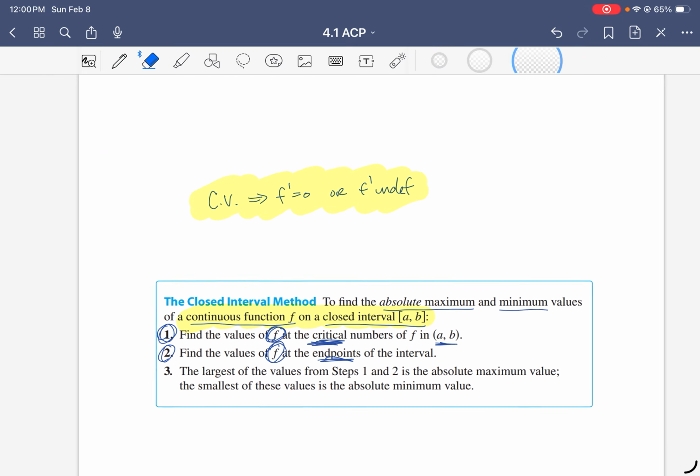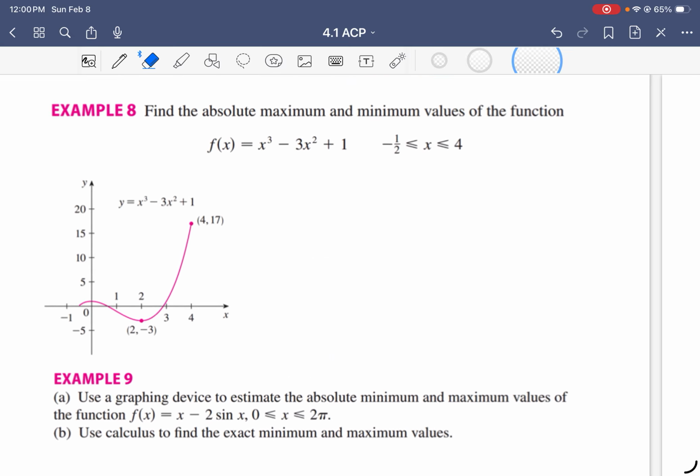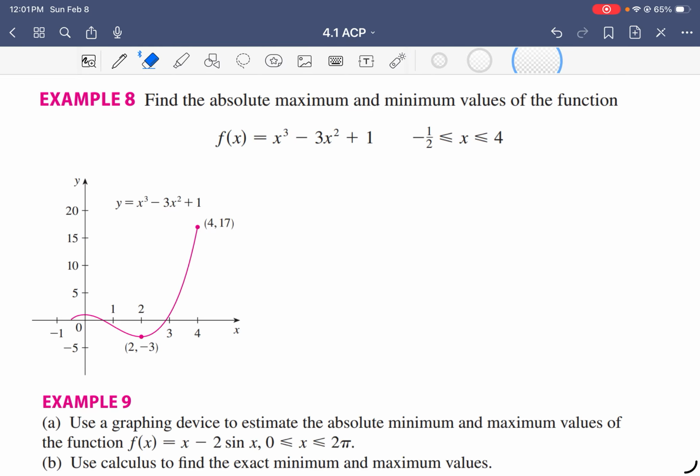So let's use this closed interval method now on an example. First, find the absolute min and max values of this function on this interval, from -1/2 to 4. We could draw it like this. If we use Desmos, it will give us something very similar. We could type in this and then put little curly brackets around the domain restrictions, where you'd like to restrict your inputs. And so that gives us this pretty picture over here.